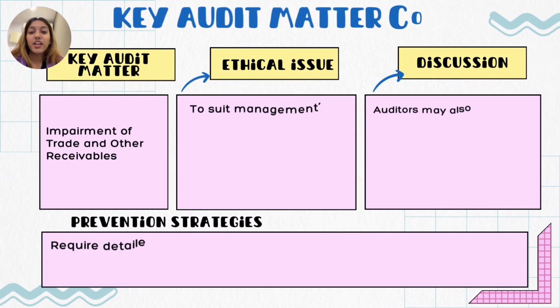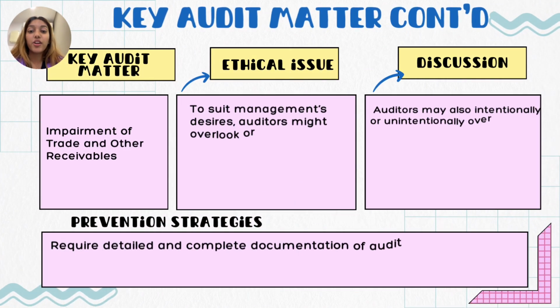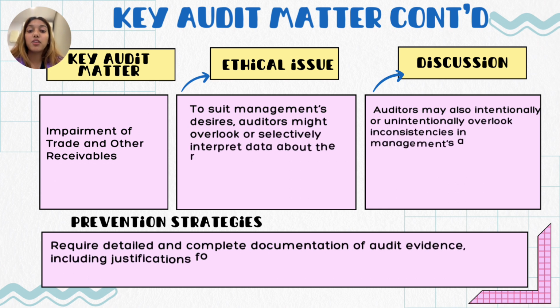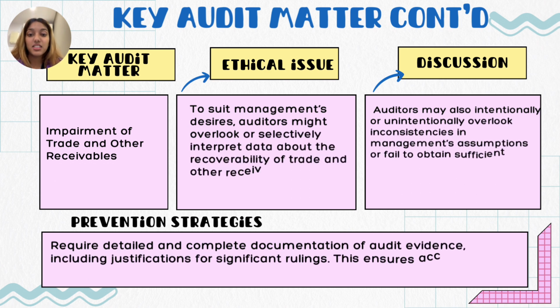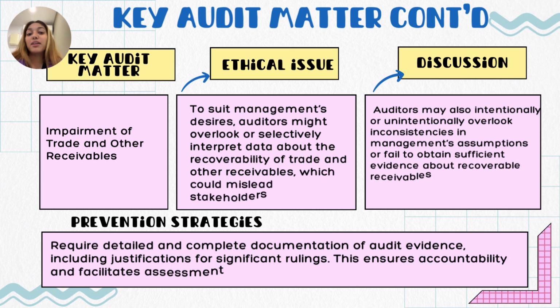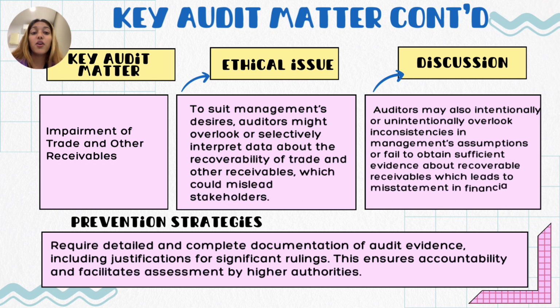The second ethical issue identified is, to suit management's desires, auditors might overlook or selectively interpret data about the recoverability of trade and other receivables, which could mislead stakeholders. And how this may arise is that auditors may also intentionally or unintentionally overlook inconsistencies in management's assumptions or fail to obtain sufficient evidence about recoverable receivables, which leads to misstatement in financial statements. The prevention strategy for this ethical issue is to require detailed and complete documentation of audit evidence, including justifications for significant rulings. This ensures accountability and facilitates assessment by higher authorities.